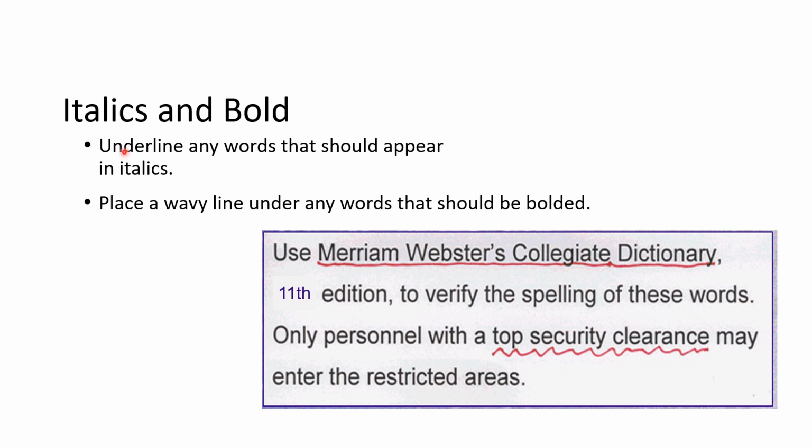Okay, lastly, underline any word or words that should appear in italics. Place a wavy line under any words that should be in bold. Okay, so this means that this phrase should be in italics. This means that this phrase should be in bold letters.